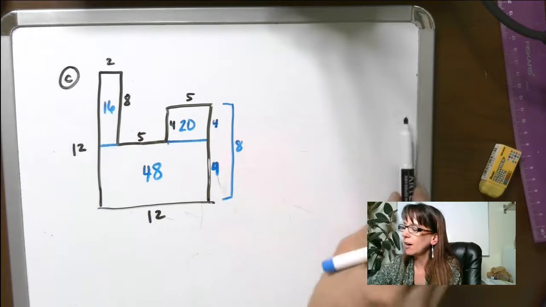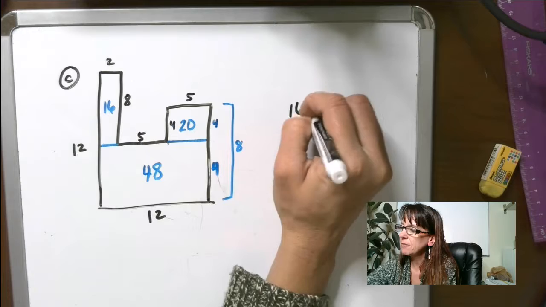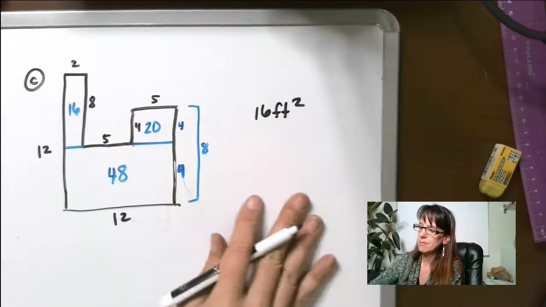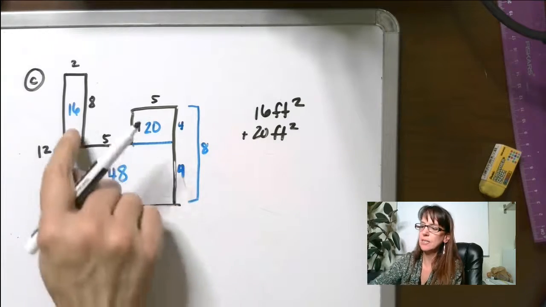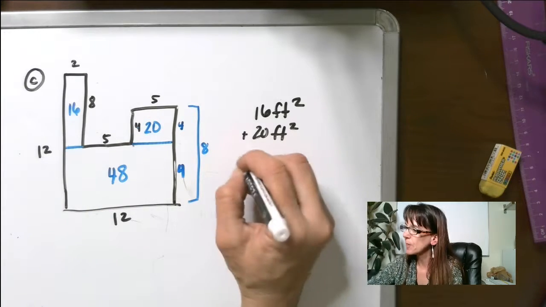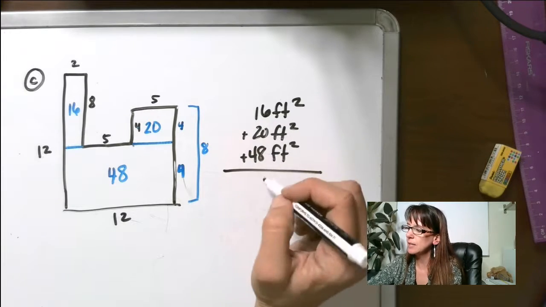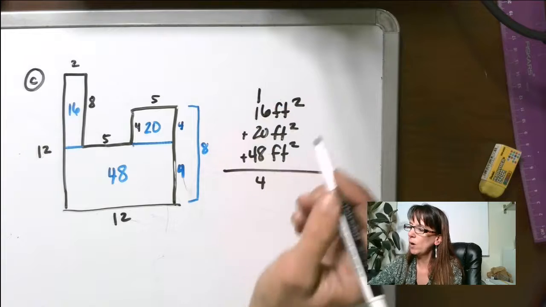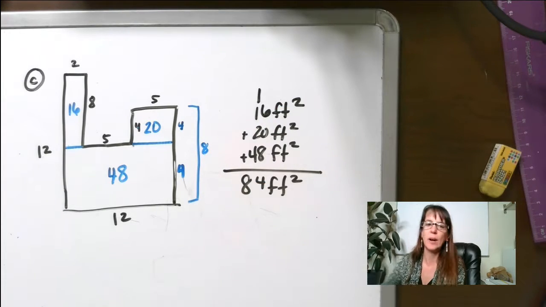So what we have are 16 feet squared plus 20 feet squared. So we got this one plus this one plus this one. All those have to be added up. We're not doing the shark bite, right? Plus 48 feet squared. All of that gives us 4, carry the 1, 4, 8. 84 feet squared.